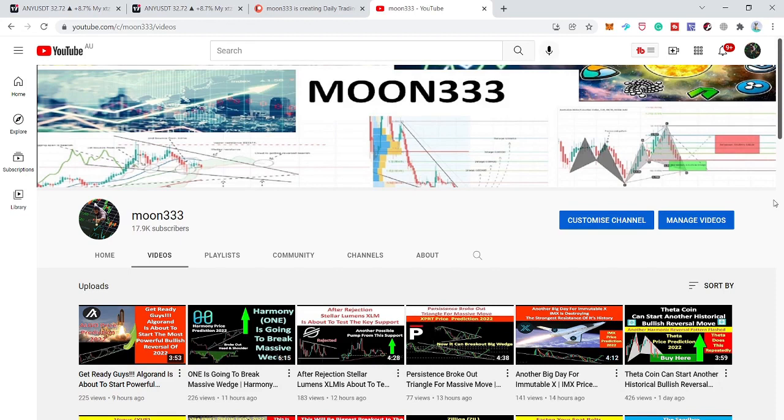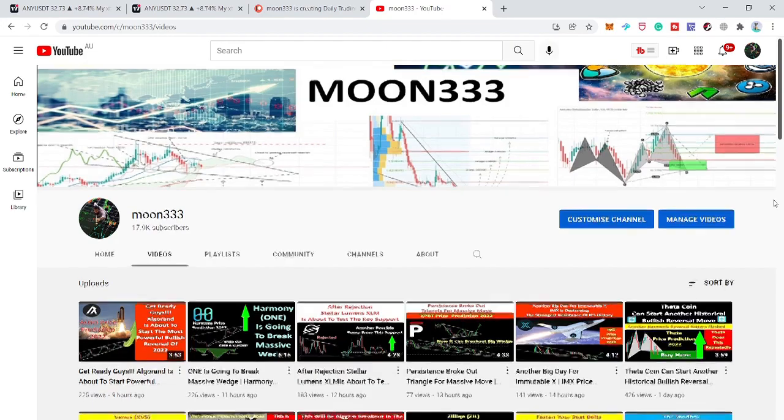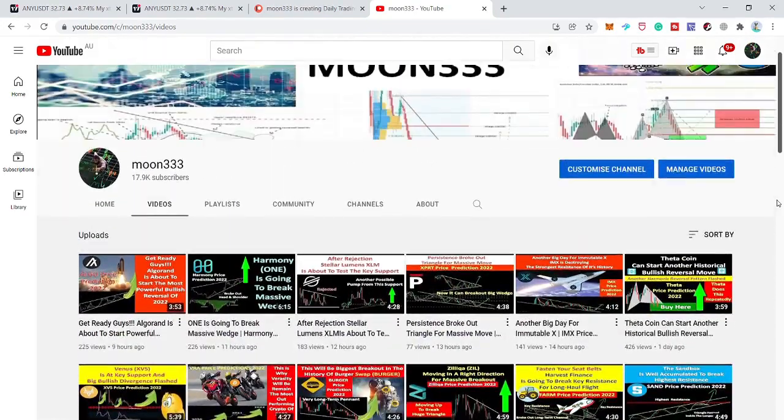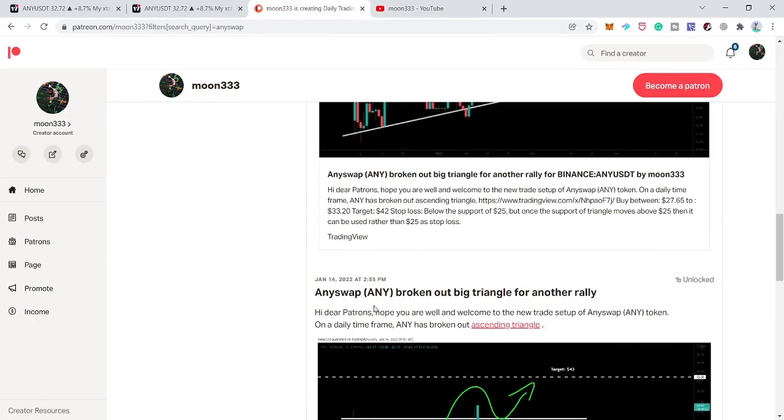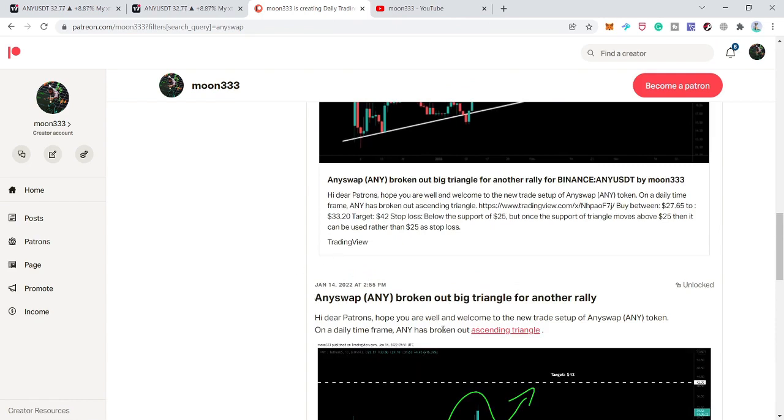When I shared my last video on Anyswap with you, at that time it was testing the previous resistance of the triangle as a support after breaking it out. Right now the price line has retested this triangle, and by the way, this was the idea that I shared for my members at the Patreon on 14th of January.